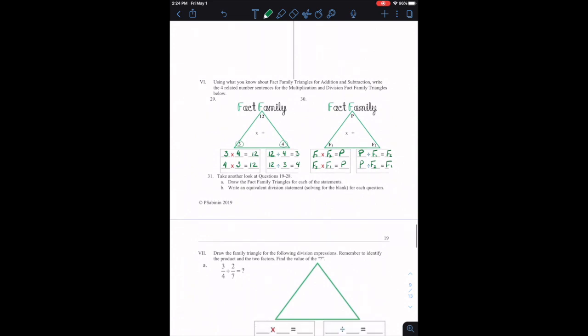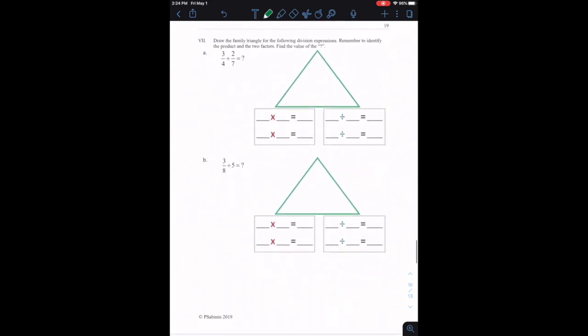So then, if we're going to try to do division with fractions, we need to identify what other ways we can rewrite this division as. So, for example, if we have 3/4 divided by 2/7 equals question mark, that's a division statement. That's one of the division statements, which means that 3/4 is our product and 2/7 is one of our factors. And we have a multiplication division statement.